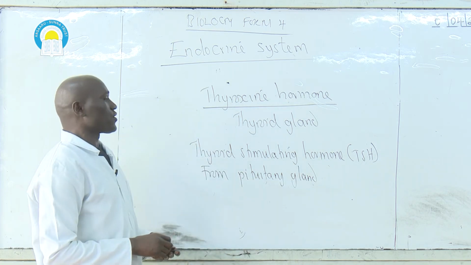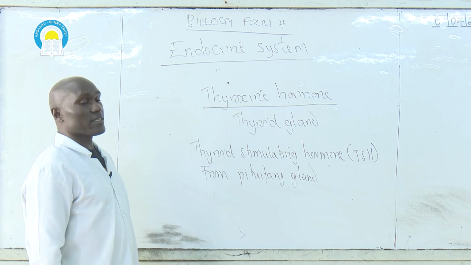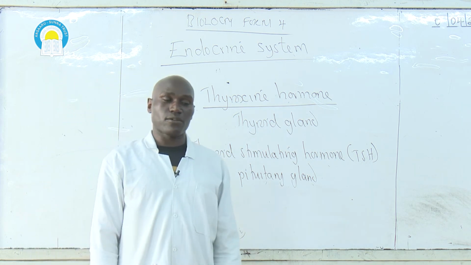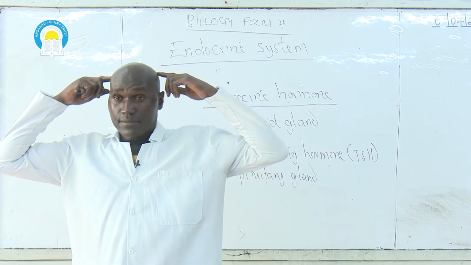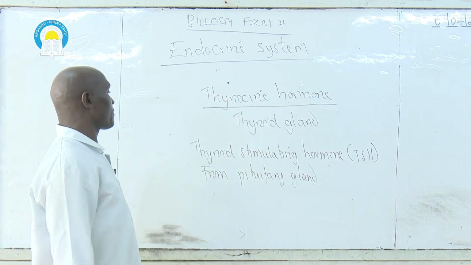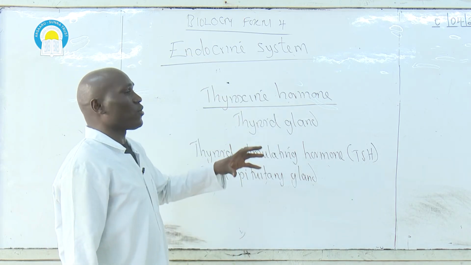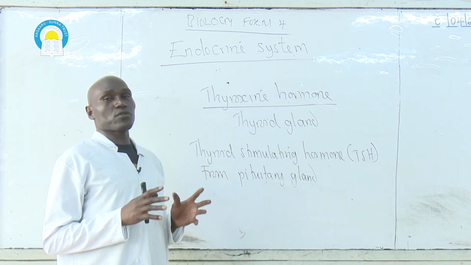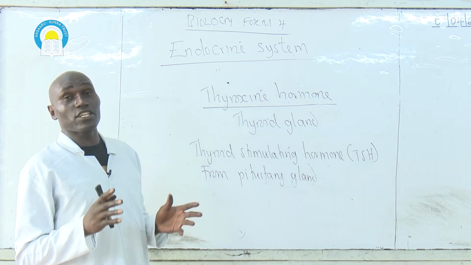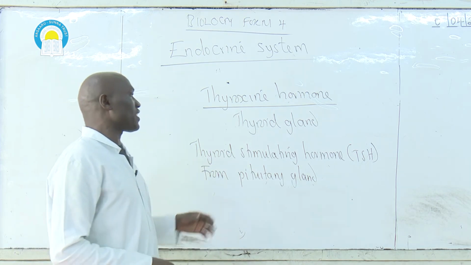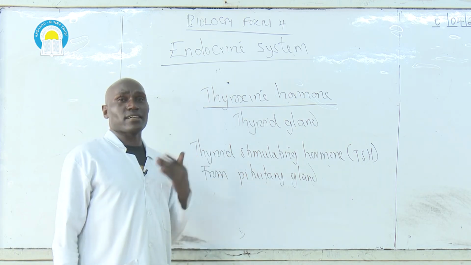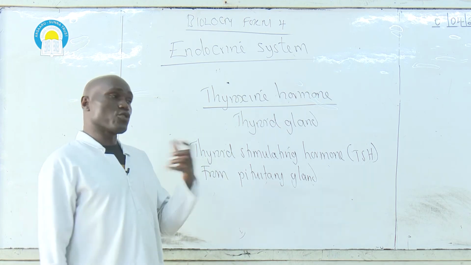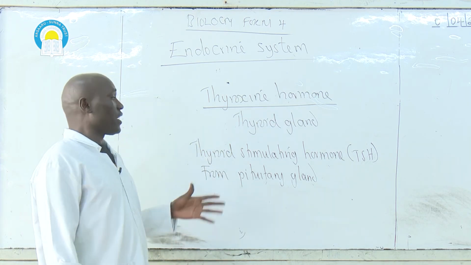The pituitary gland is a ductless gland that is found within the brain. The pituitary gland secretes hormones that control other ductless glands in terms of quantity and time of secretion of various hormones. That's why we say the pituitary gland is the master endocrine gland. It controls the other endocrine glands.